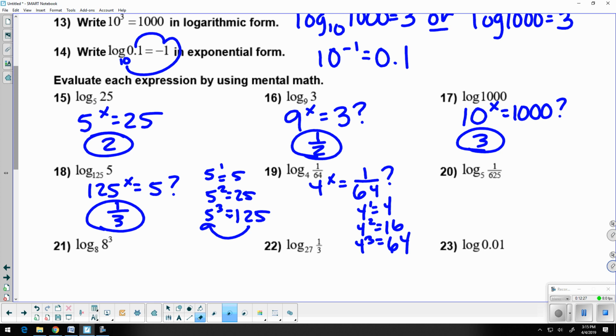So how do I get that? A negative exponent, -3. If you know 4 cubed again is 64, then 4 to the -3 is going to be 1 over 64. And same thing for the next one.